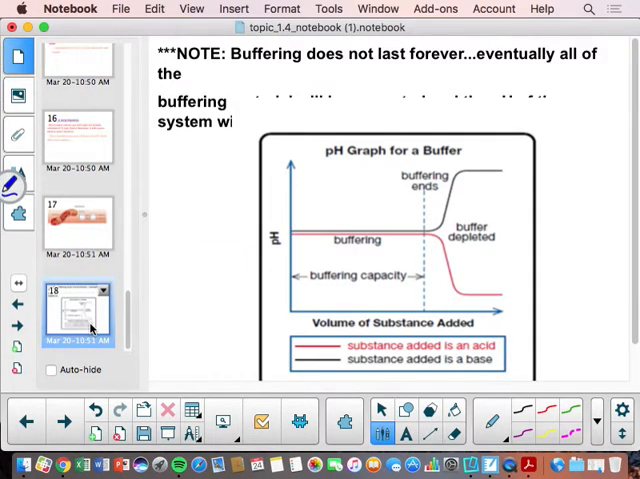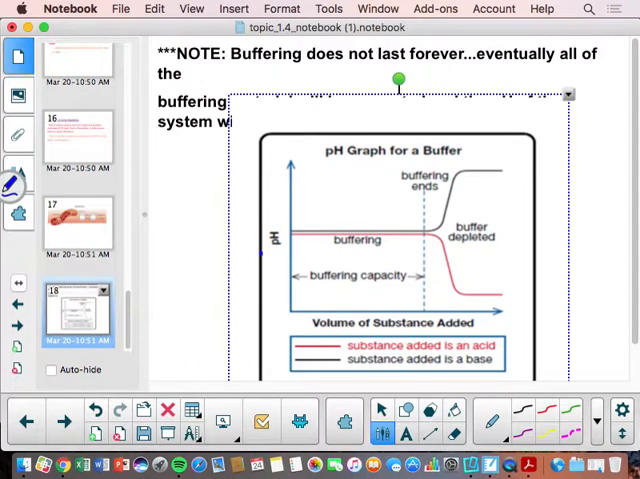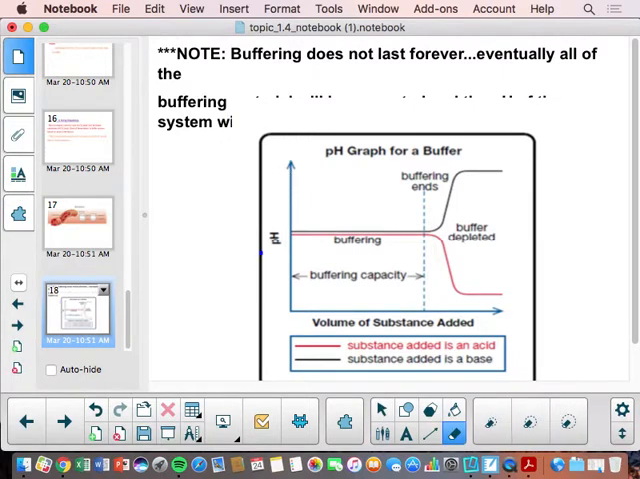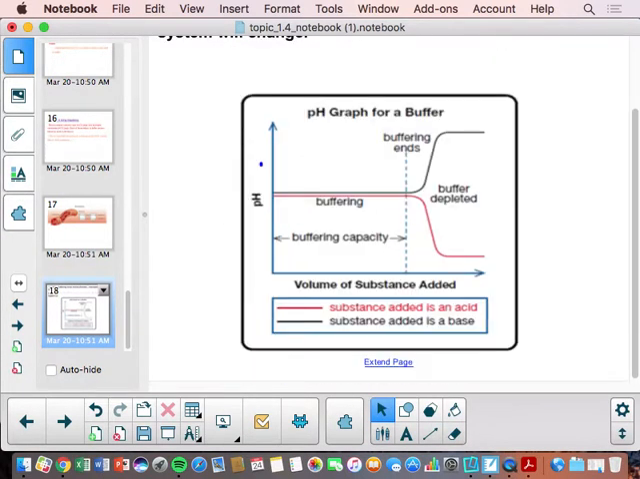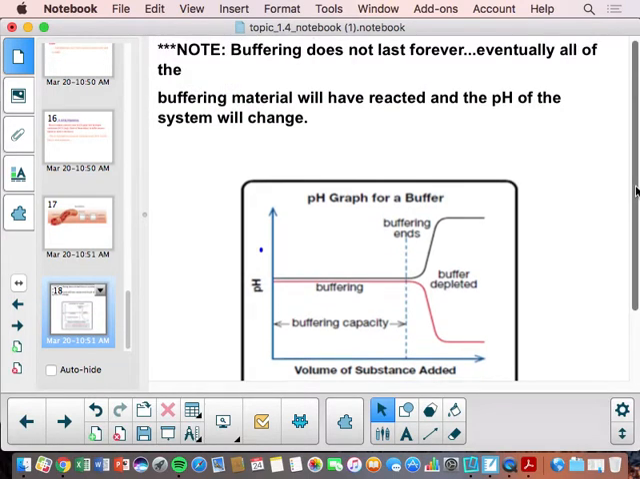Note, buffering does not last forever. What does it say here? Eventually all the buffering material will have reacted and the pH of the system will change. So we try and add acids and bases together and it's like, okay, we're good, we're good, we're good. Once we run out, well, the buffer's gone and it's just going to turn into an acid or a base, okay?